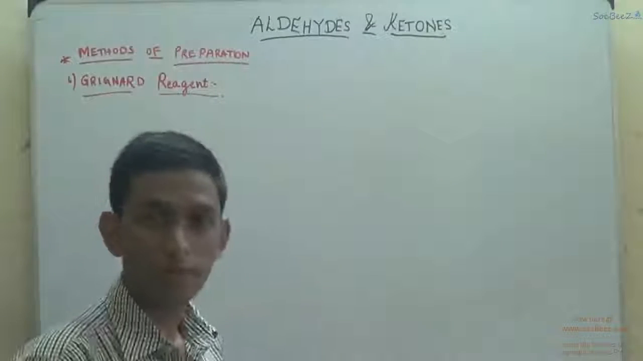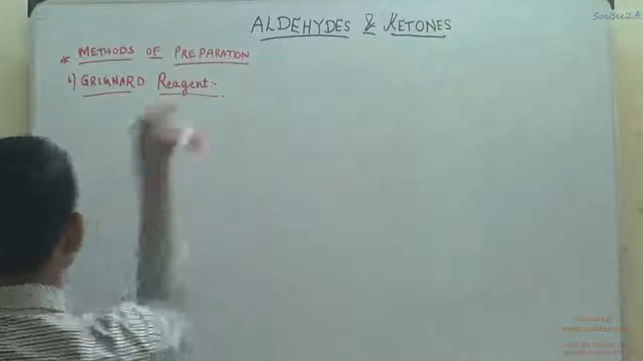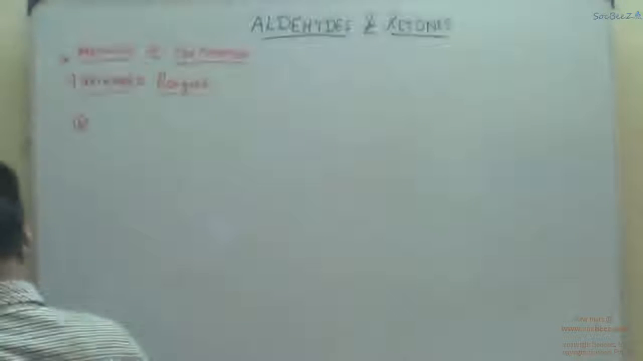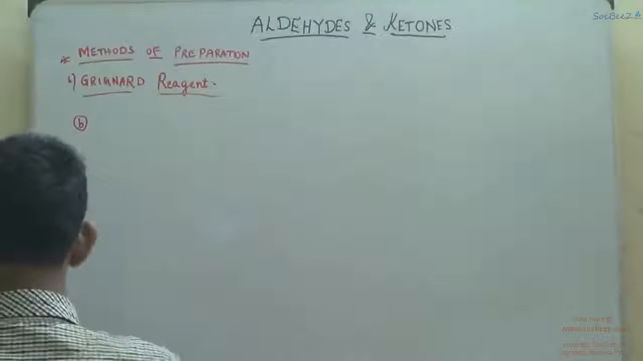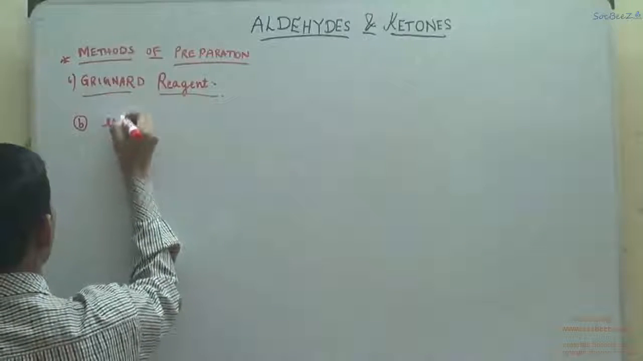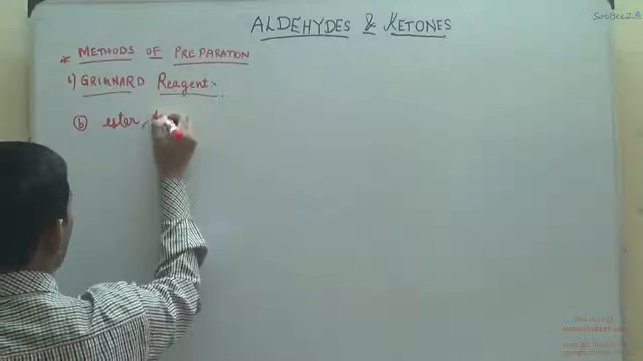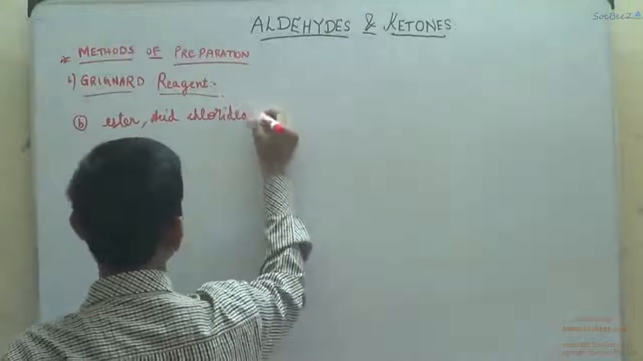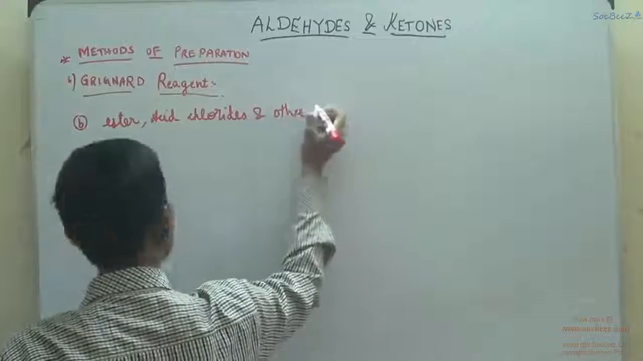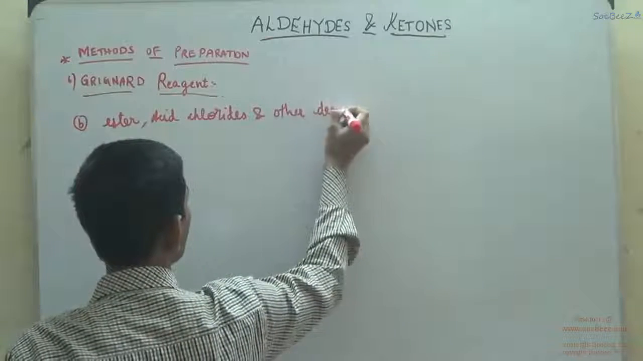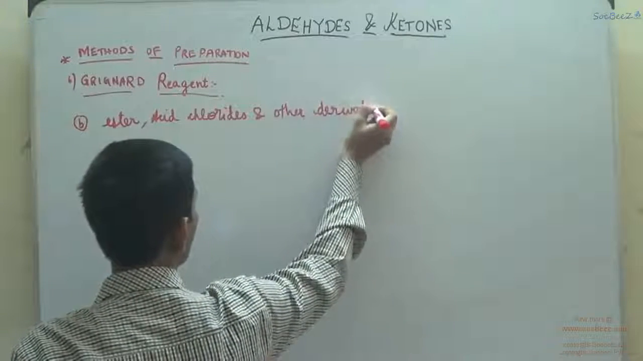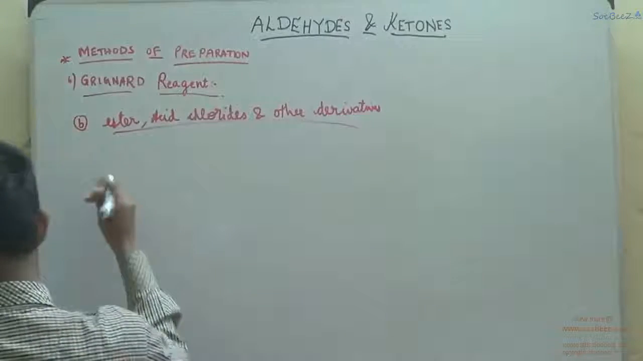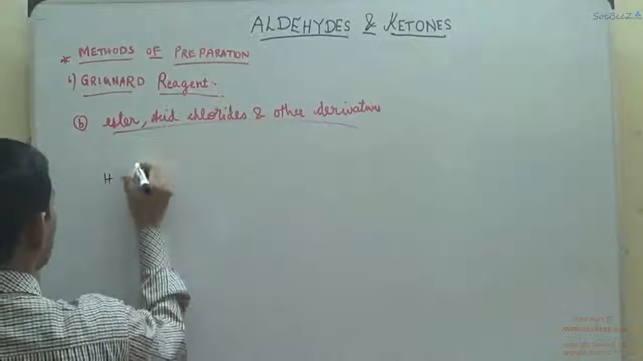So the sixth method of preparation is from Grignard reagent. I have already discussed the reaction of Grignard reagent with nitriles. Now we'll go for esters, acid chlorides and other acid derivatives. So first I'll be taking an ester.